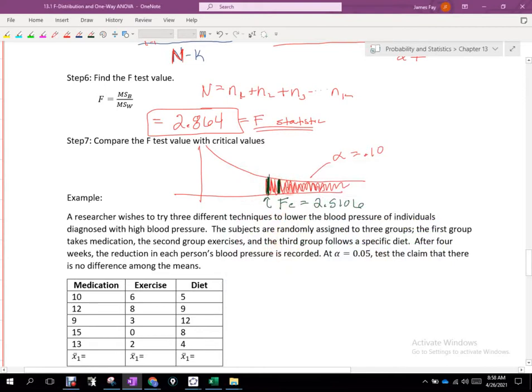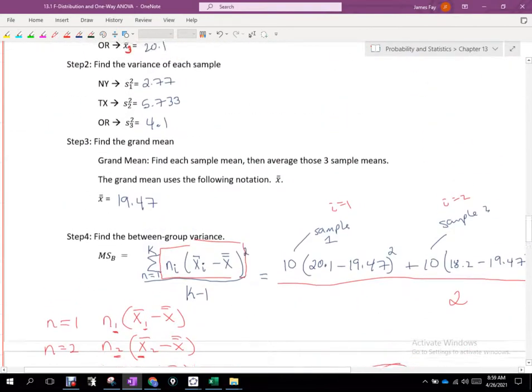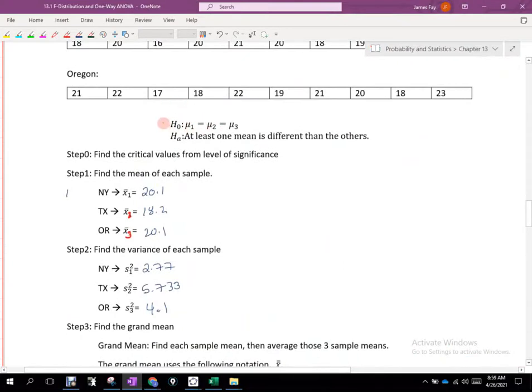So this red is the rejection region, just like always. If our test statistic falls in that rejection region, we are going to come back up to our null hypothesis and reject it. If we reject the null hypothesis, that means there is sufficient evidence to support the alternative hypothesis that at least one of the three populations is different. It doesn't tell which one, but one of them is different. Does that make sense?